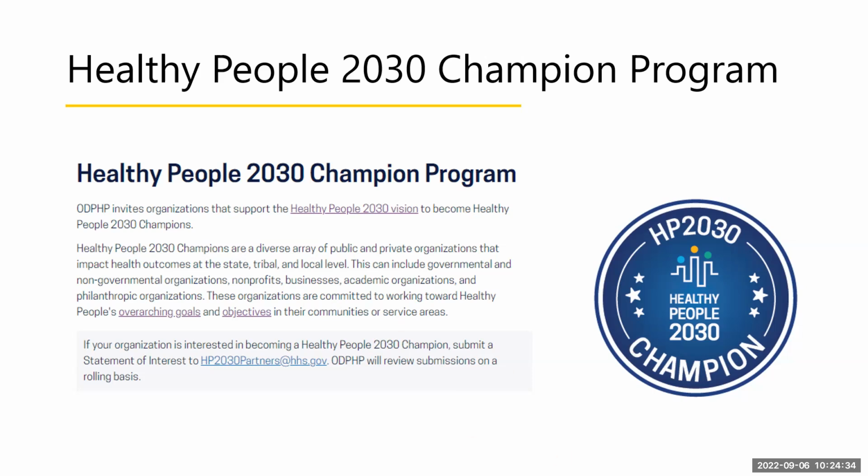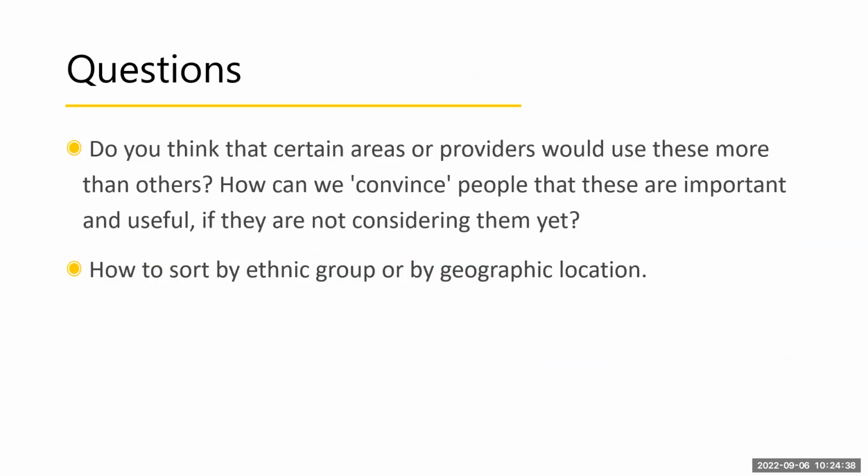All right, so that takes us to 12:24. Some folks sent in these questions, and then we can take some other questions. So do you think that certain areas or providers would use these more than others? I think the main thing is, they're putting the social determinants of health in EHRs, right? But knowing that information and then being able to do something about it is different.